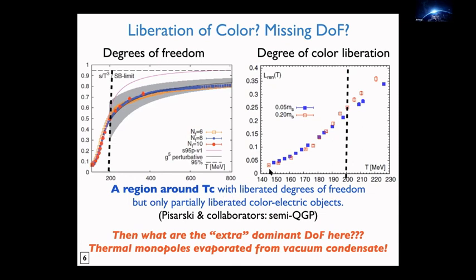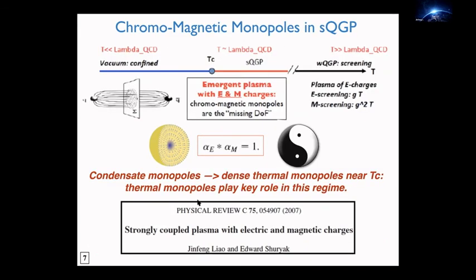So that's what motivated a number of us, for example, Rob Pisarsky and also Edward and me and other people, to speculate that the quarks and gluons are not really the dominant degree of freedom in this region. There's something else, okay? And that something else are magnetic degrees of freedom. We call it magnetic monopoles. There are some topological constructions of the gluon field that are important at strong coupling.